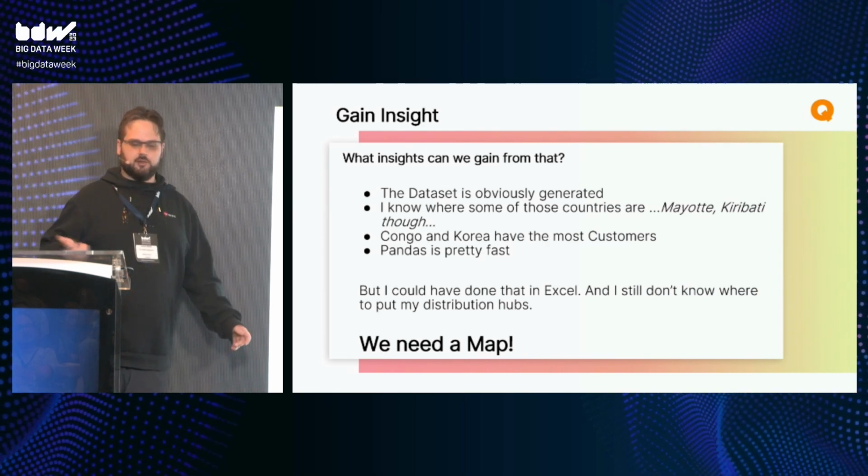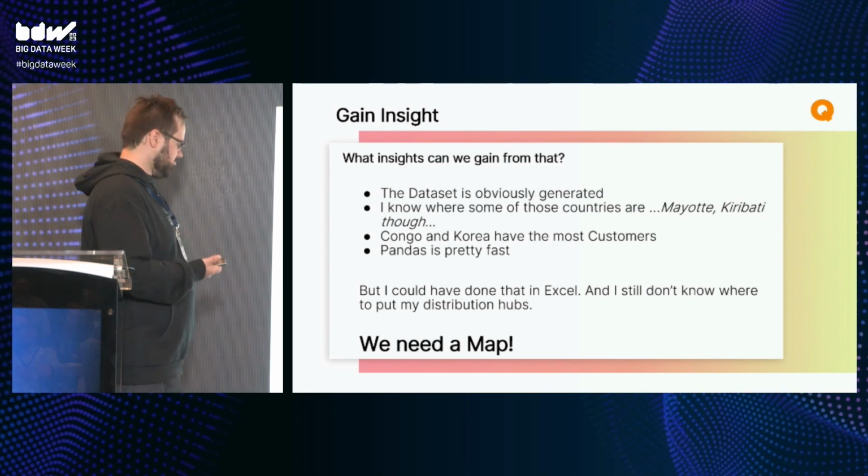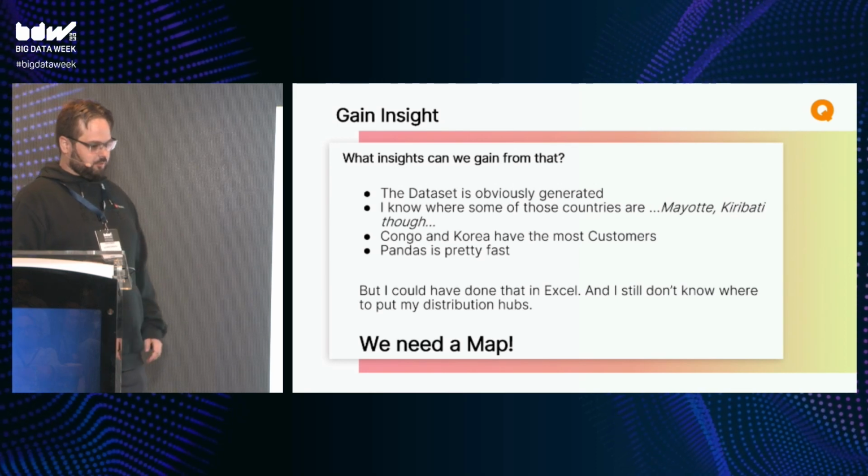But fair enough, you could say, well, I could still have done this in Excel. And it's probably easier to do it because I'm used to it. And I still don't know where to put my distribution hub. So we need a map.